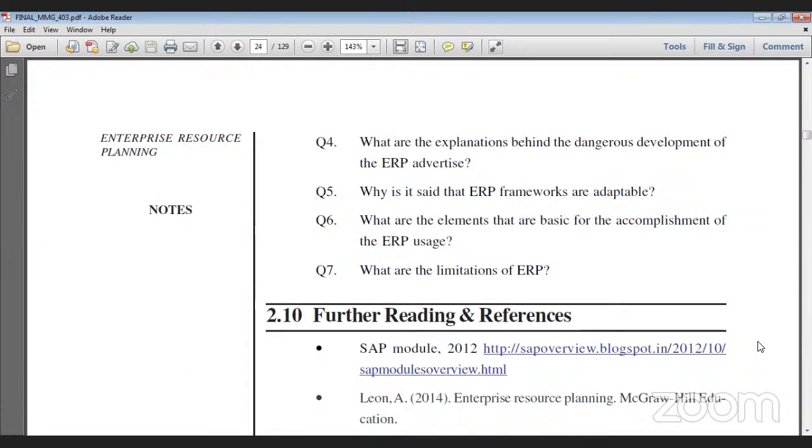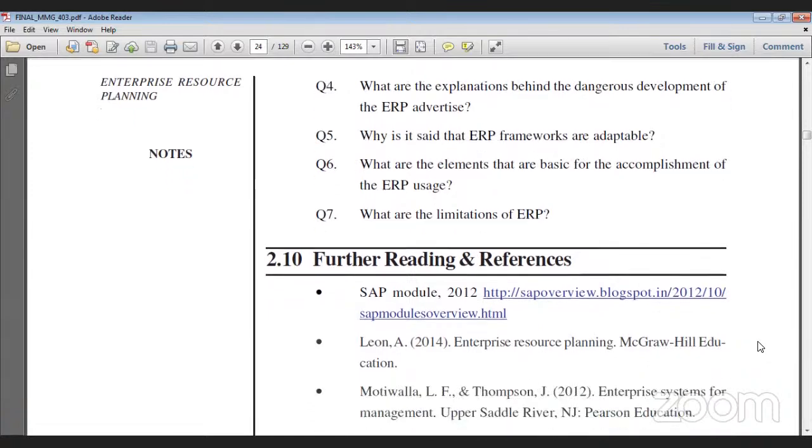Fourth question is, what are the reasons behind the dangerous development of the ERP market? Fifth is, why is it said that the ERP framework is adaptable? Sixth question is, what are the elements that are basic to the accomplishment of ERP usage? And last, seventh question is, what are the limitations of ERP?